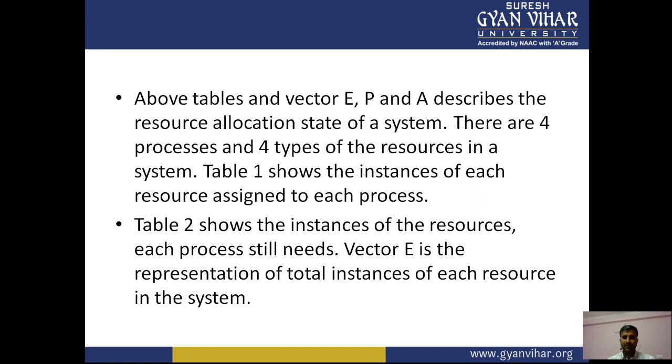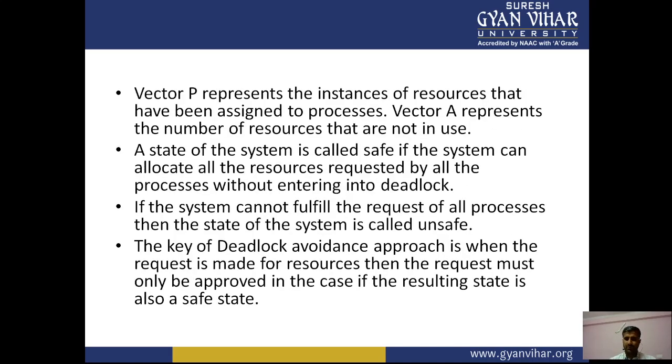The above tables and the vectors E, P, and A describe the resource allocation state of the system. There are four processes and four types of resources in the system. Table 1 shows the instances of each resource assigned to each process, while Table 2 shows the instances of the resources each process still needs. Vector E is the representation of the total instances of each resource in the system. Vector P represents the instances of resources that have been assigned to the processes. Vector A represents the number of resources that are not in use.